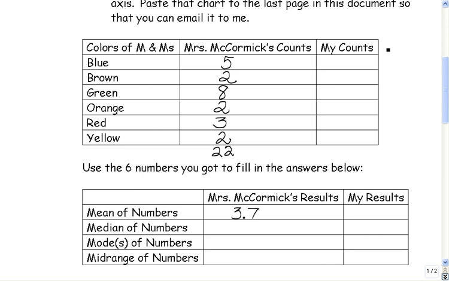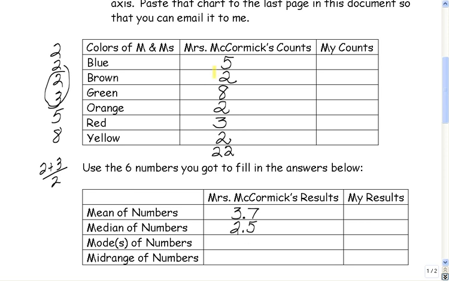Now for the median, I need to arrange these in order, and I'm going to do mine over here to the left. I have 1, 2, 3 2s. I have a 3. I have a 5. And I have an 8. So those are my 6 numbers over to the left, arranged in numerical order. The median, if you remember, is the middle one, so we have 2 and 3 in the middle in this case. So I'm going to have to take 2 plus 3 and divide it by 2. So 5 divided by 2 would give me 2.5. And again, I'm going to round that to the nearest tenth.